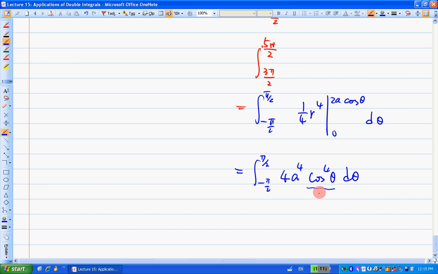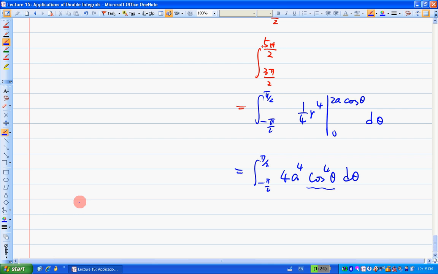I'll give you a trick here. If this is a sine theta, guess what's going to be the result? Sine is an odd function, and the limits are symmetric, so the integral of an odd function would be 0. Actually, sine to the power 4 becomes an even function too, so forget about that. This is an even function, so the integral can be 2 times the integral from 0 to pi over 2. But that doesn't really help.